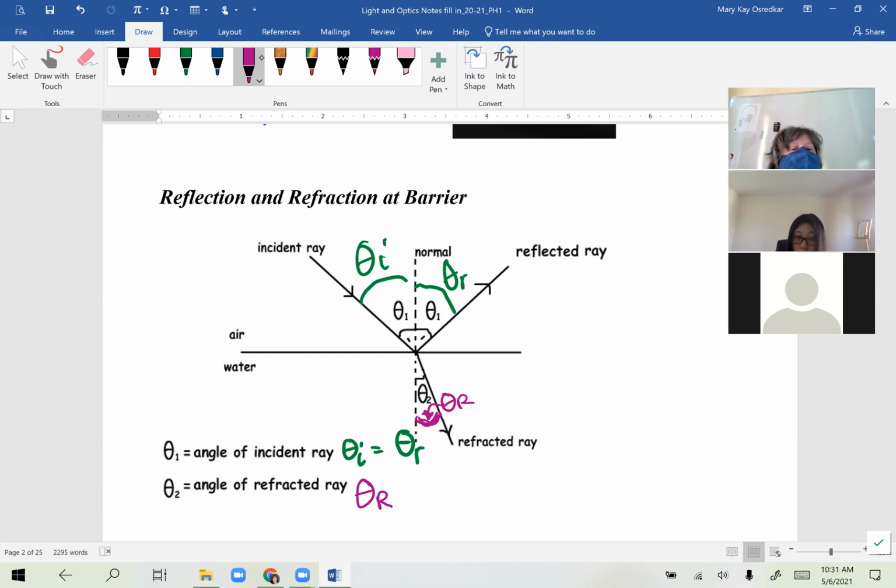Now, the reason the light bends, the reason there is refraction, is because you're moving between spaces that have different wave velocities. How fast does light travel in the air?